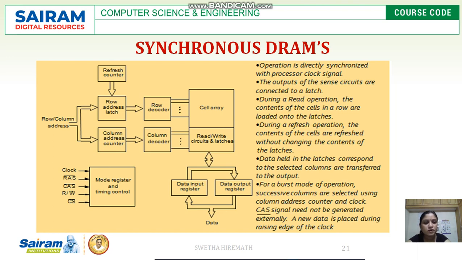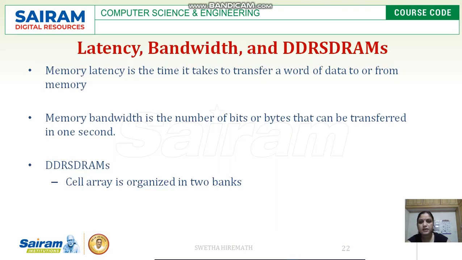For a burst mode, that is a fast page mode of operation, successive columns are selected using a column address counter, and the clock CAS signal need not be generated externally. New data is placed during the rising edge of the clock. So this is about the synchronous DRAMs. Now we are clear how these dynamic RAMs work. Asynchronous ones follow different rules, and synchronous ones follow different rules. So hope it is clear.